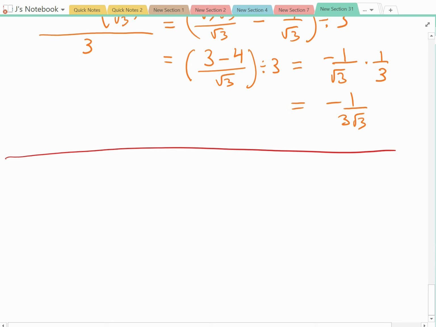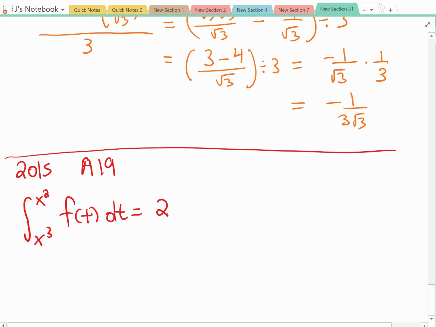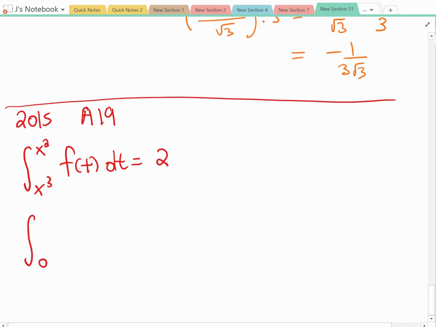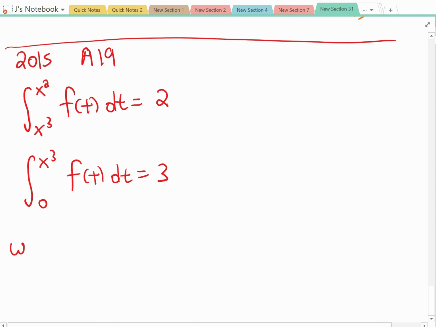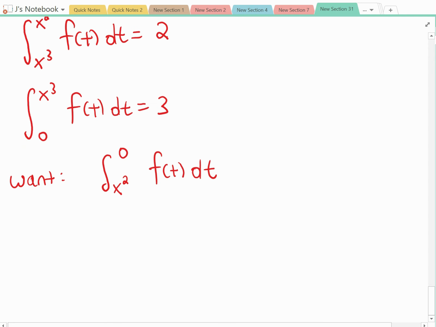Okay, so 2015, A19, it says the integral from x cubed to x squared of f of t dt is equal to 2. Integral from 0 to x cubed of f of t dt is equal to 3, and it wants the integral from x squared to 0 of f of t dt.